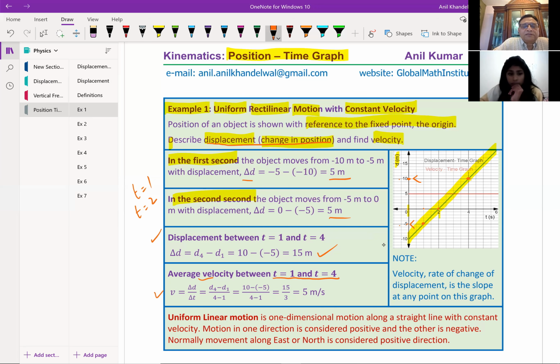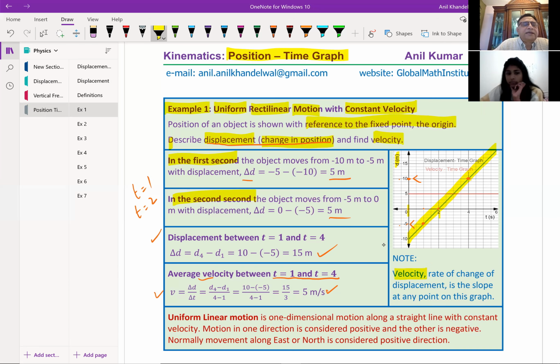So d4 minus d1 divided by 4 minus 1 gives you 4 meters per second as the average velocity. So average velocity is between an interval of time. Is that clear to you? Interval of time. Okay. Another term is instantaneous velocity.